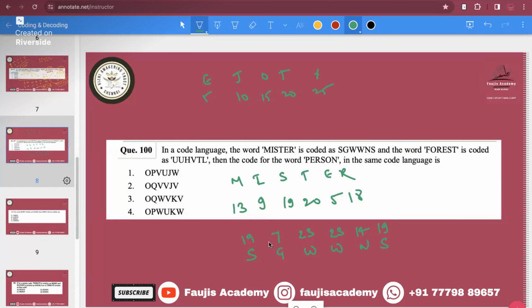Sorry, you have to write it in reverse order. So what is the difference in that case? Reverse order means let's write it in and change the color. We write it like 19, 14, 23, 23, 7, 19. What is the difference? 6, 5, 4, 3, 2, and 1.